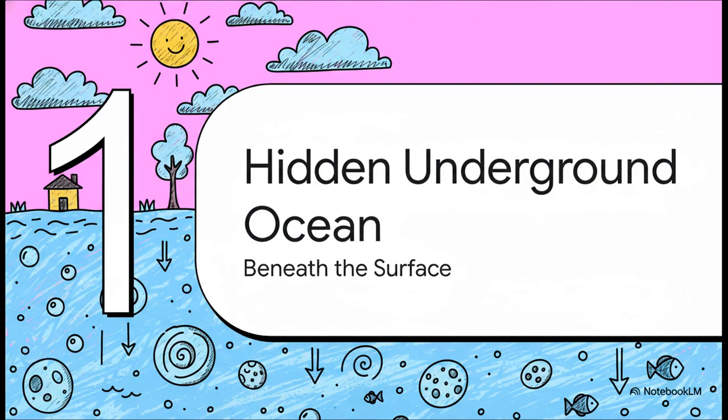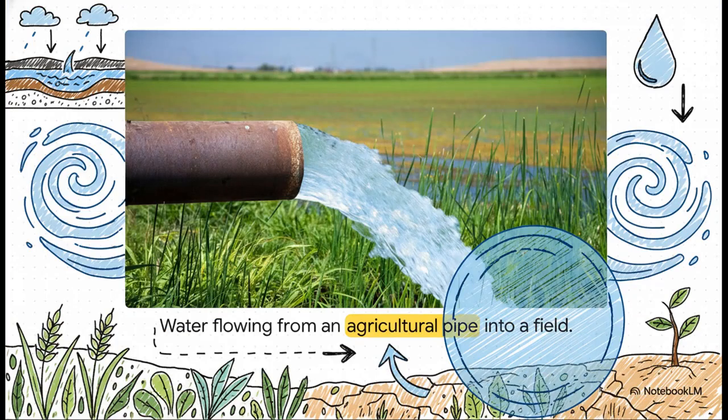Starting right off with Section 1, the hidden underground ocean beneath the surface. You know, we see sites exactly like this all the time in agriculture. A rusted pipe just practically exploding with a huge volume of crystal clear water flooding out into a lush green field to irrigate crops. It's a massive amount of liquid pouring out continuously.